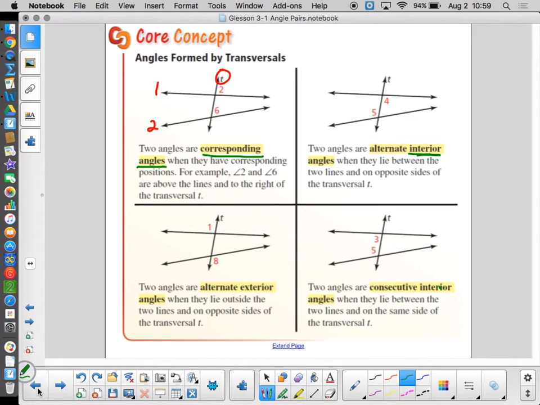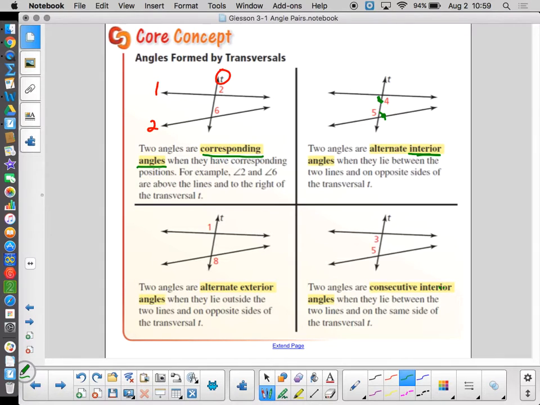So alternate interior angles, both angles are interior, and they are on alternate sides of the transversal. So 4 and 5 would be an alternate interior pair. Also, these two angles here would be considered an alternate interior pair. Okay?